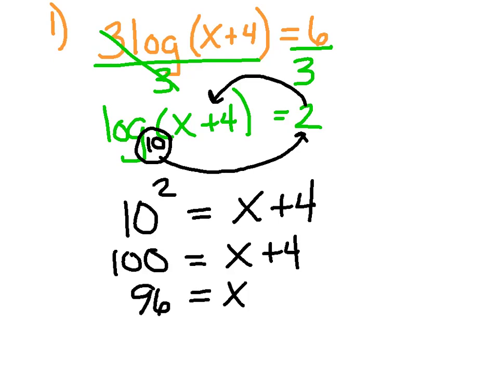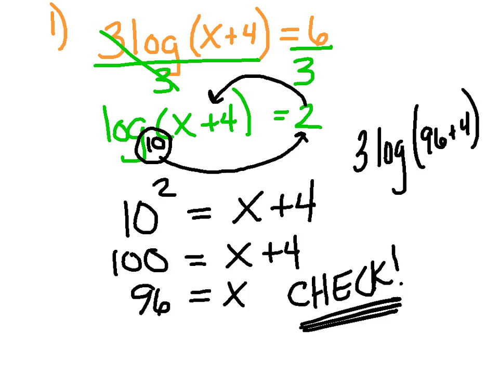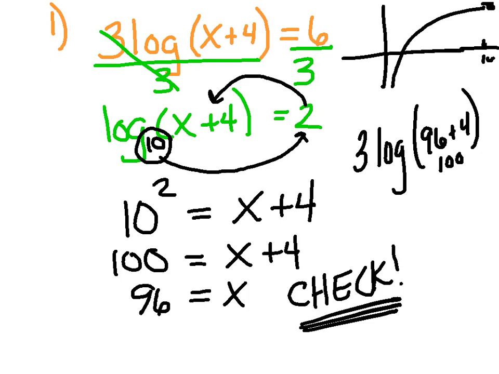All right, now I do have to check, okay, and I'm going to reject anything that's not in my domain. So I'm going to go back here and I'm going to say 3 log of 96 plus 4. 96 plus 4 is 100. And if I picture my log graph, is it okay to take the log of 100? Sure, log of 100 is going to be way out here. There's a graph there. Definitely works.